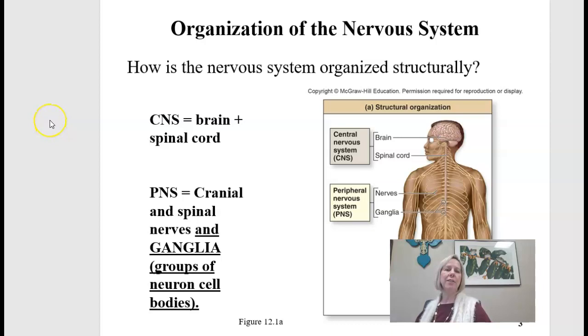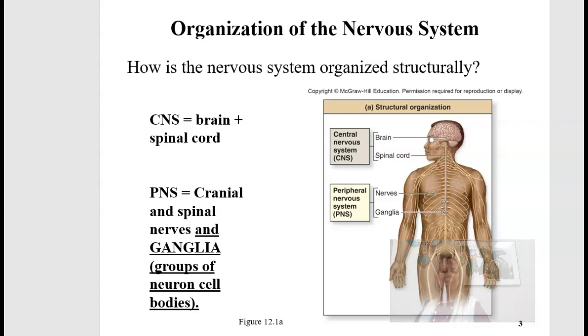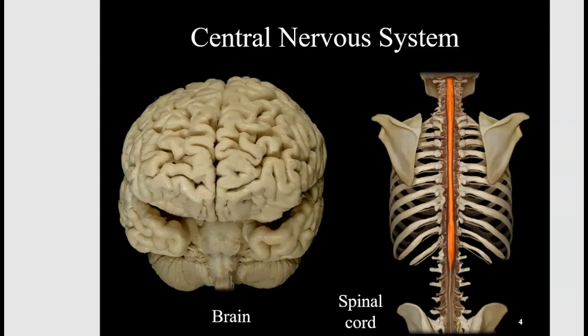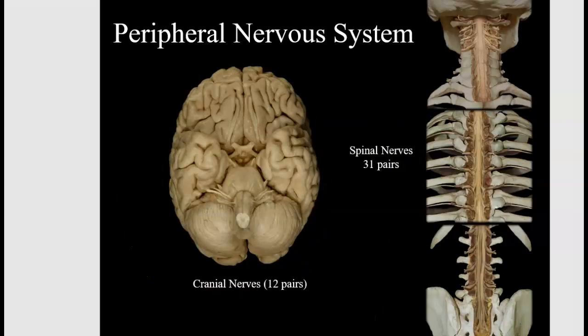We have both central nervous system, which is the brain and spinal cord, and also peripheral nervous system. The peripheral nervous system is going to be the cranial and spinal nerves and also the ganglia. Here is a picture of the brain, and you can also see the spinal cord here. For the peripheral nervous system, there are nerves that exit out of the spinal cord and out of the brain.